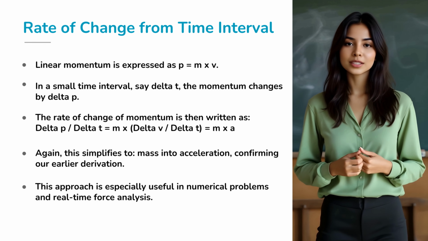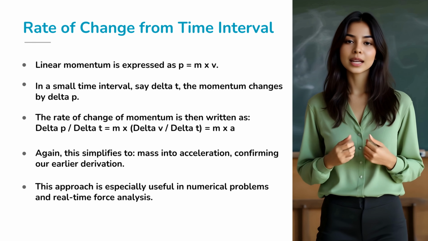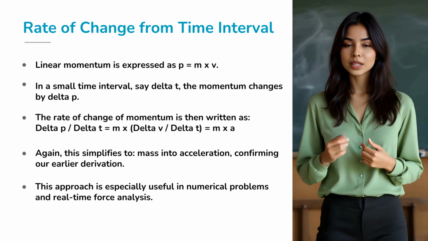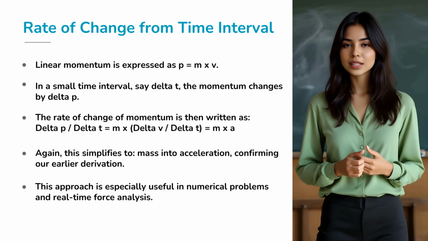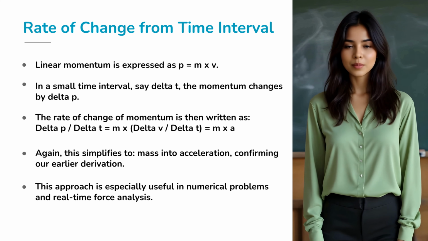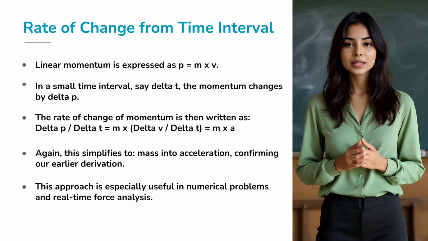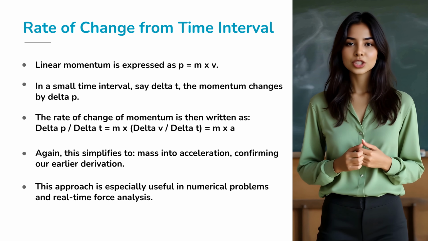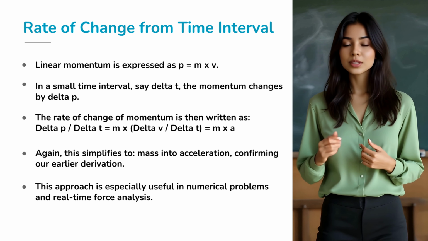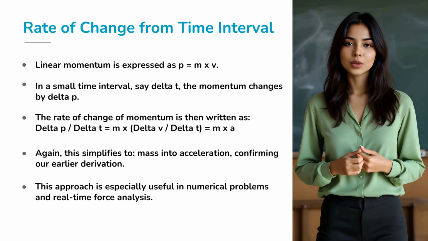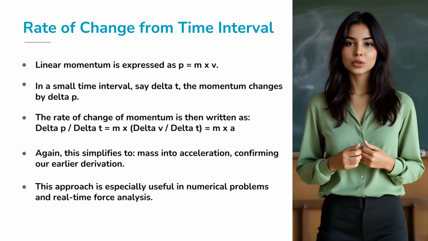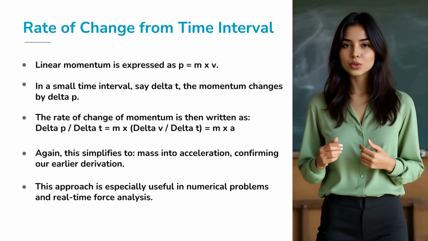Now, assuming mass stays constant, we can write delta p as mass into delta v. So the expression becomes mass into delta v divided by delta t. But what's delta v by delta t? That's acceleration again. So once more, we arrive at rate of change of momentum equals mass into acceleration. Two different paths, one powerful truth.